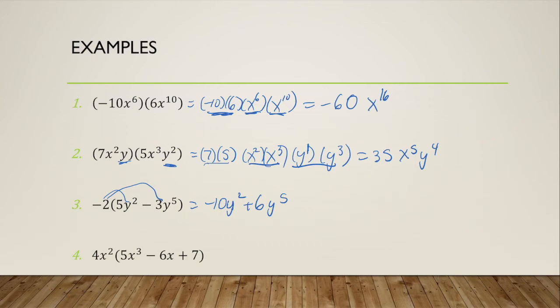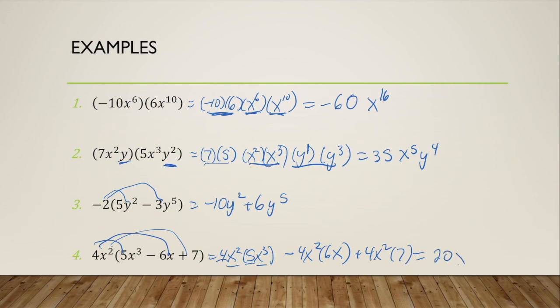Next, if I have 4x squared times 5x cubed minus 6x plus 7, we'll write it out like this: 4x squared times 5x cubed minus 4x squared times 6x plus 4x squared times 7. What I'm doing is I'm distributing. That's going to give me 4 times 5, which is 20, x squared times x cubed, which is x to the 5th. Negative 4 times 6 is a negative 24. X squared times x is x cubed. 4 times 7 is 28. And I've got left an x squared.